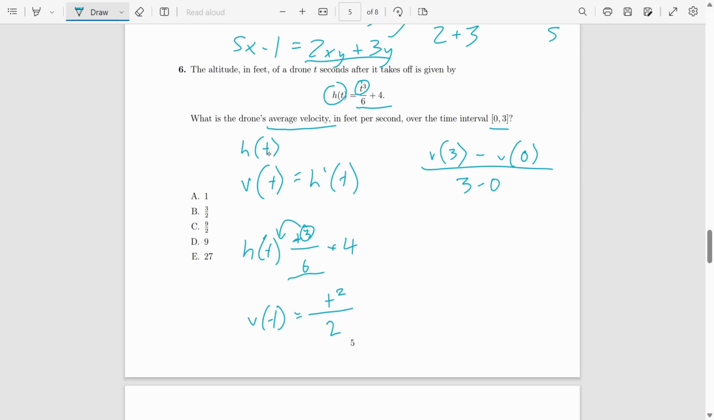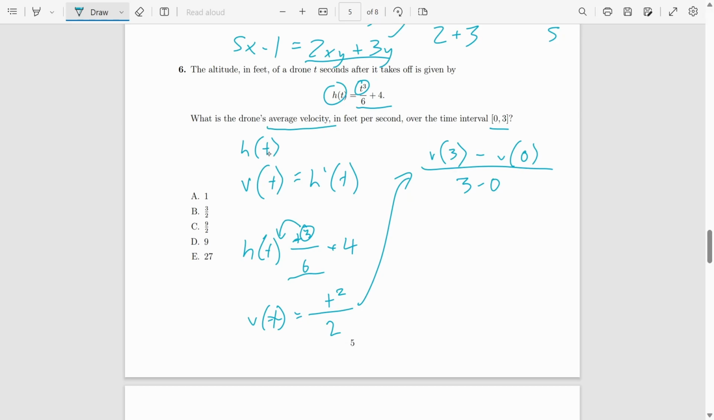And then plus 4, the derivative of any constant is just 0, plus 0. So we can leave that out. Okay, so now we have our velocity function. Now we just use this function and plug in these values to get the average velocity over the interval.